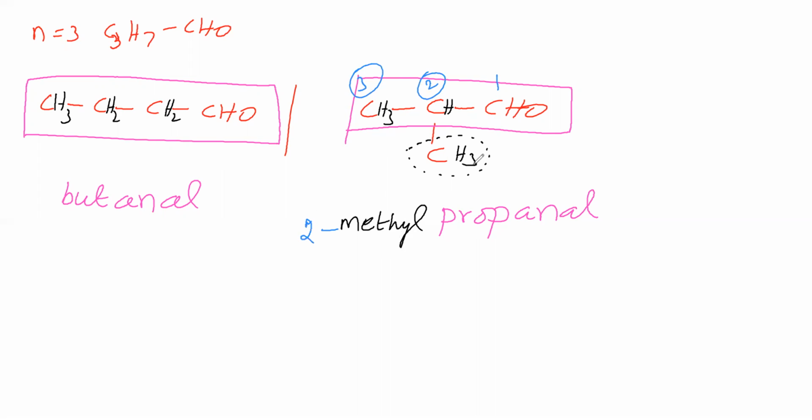Are they isomers? Of course they are chain isomers. Why chain isomers? In the sense here the parent chain contains 4 carbons, here the parent chain contains 3 carbons, so the parent chain length is different, therefore these two are called chain isomers we can say. Next n is equal to 4 we will take, n is equal to 4 means C4H9CHO. Now for this what are the isomers possible we will see.